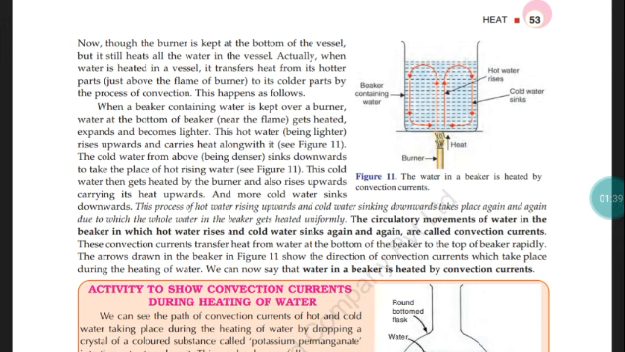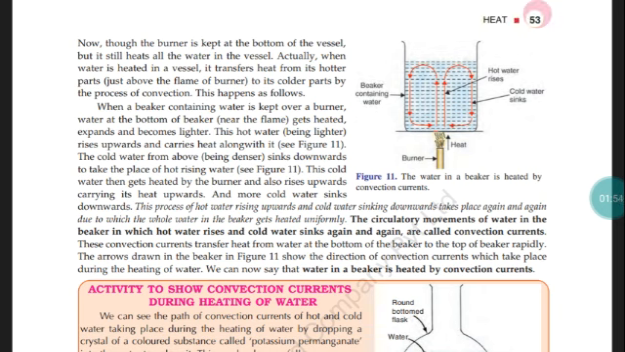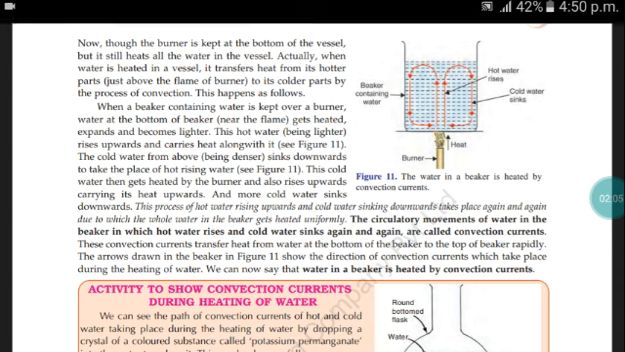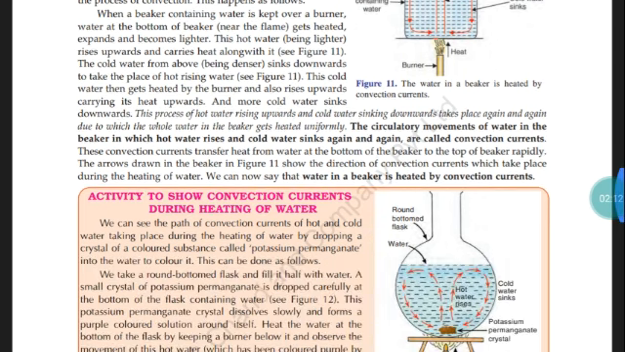This process of hot water rising upwards and cool water sinking downwards takes place again and again, due to which the whole water in the beaker or whatever you are boiling, that means saucepan or whatever, gets heated uniformly. And it develops what? It develops a circulatory movement of water, right? This circulatory movement of water in the beaker, in which hot water rises and cold water sinks again and again, is called convection currents. It is known as convection currents.